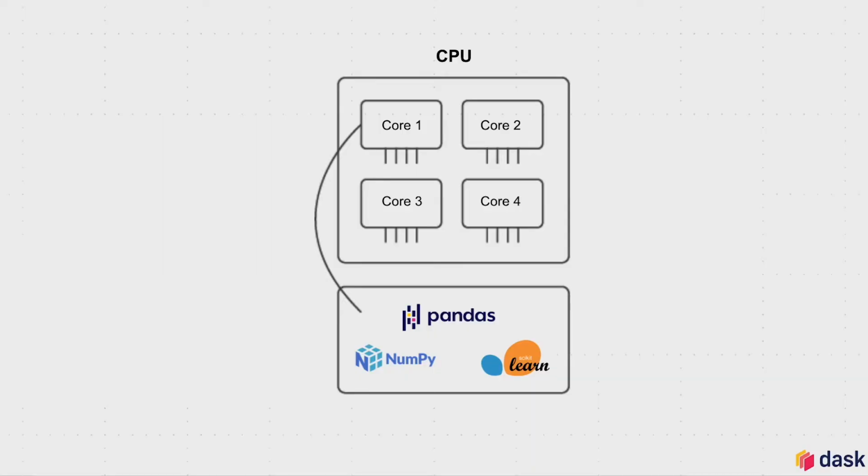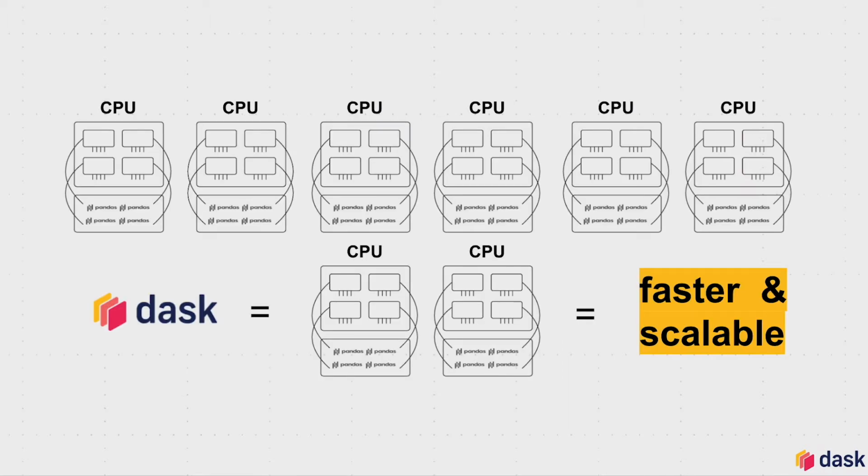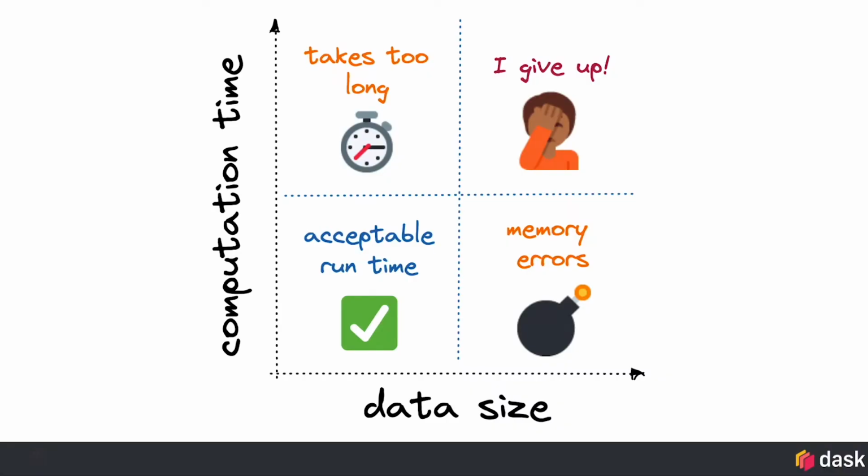We've seen how PyData libraries like Pandas, NumPy, and scikit-learn are limited by the fact that they process computations on a single core, and how Dask solves this problem by performing parallel computation on multiple cores, potentially also distributed over multiple machines, making these libraries faster and scalable.